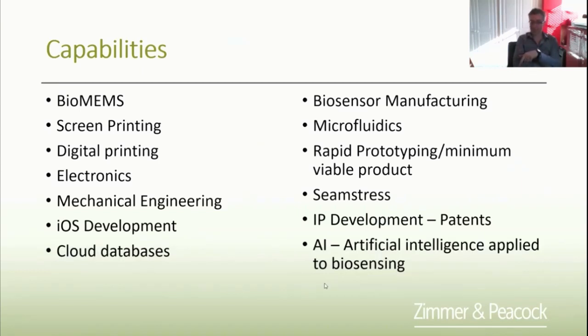If you've got a background in digital printing, that's basically robotic pipetting, that's super useful. Electronics is very important for biosensors. Mechanical engineering is very important for biosensing. We also do app development, so iOS development is useful. These days, if you're in biosensing, then the cloud and cloud databases are kind of critical.